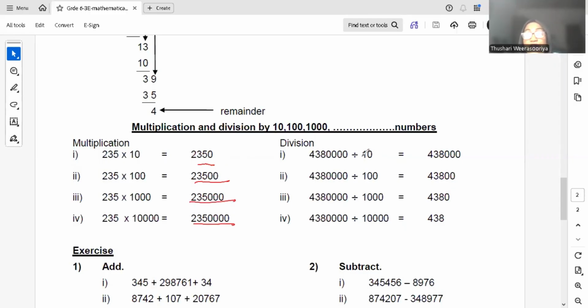Here, in division, when you divide by 10, you cut 1 zero. Zeros are reduced. When you divide by 100, you cut 2 zeros. This one, 3 zeros. You cut 3 zeros, and you cut 4 zeros. There you get the answer. That's a short method when you multiply or divide by 10, 100, 1000. I assume you can understand this lesson very well.